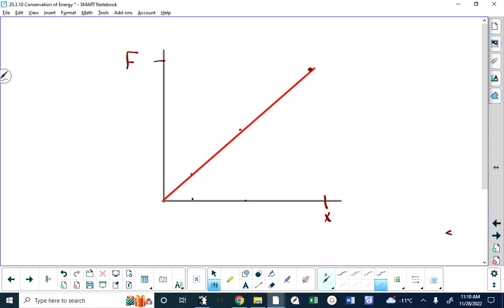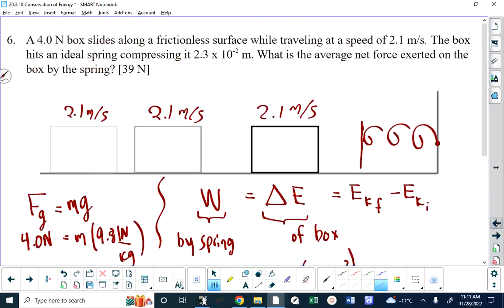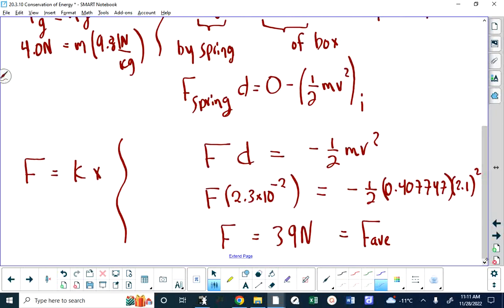So the force that we actually found was the average force, which would be halfway between 0 and the maximum. And that explains why this force is going to be 2 times 39. I apologize for not explaining where the 78 came from. I just wrote 78. So if you wanted to find the spring constant, then what we could do is take that and double it, which would give you 78 newtons, equals k times that 2.3 times 10 to the negative 2 meters.